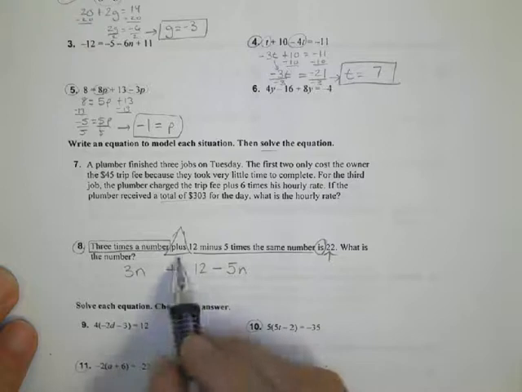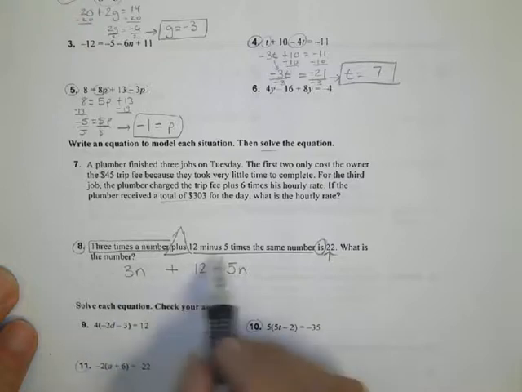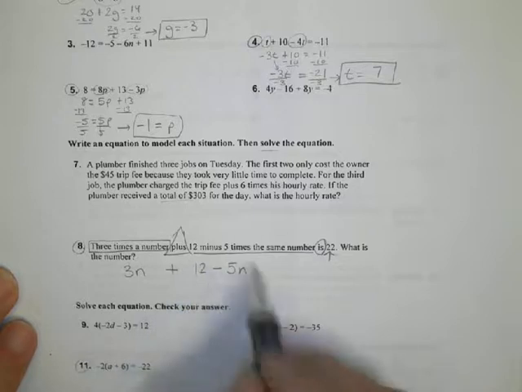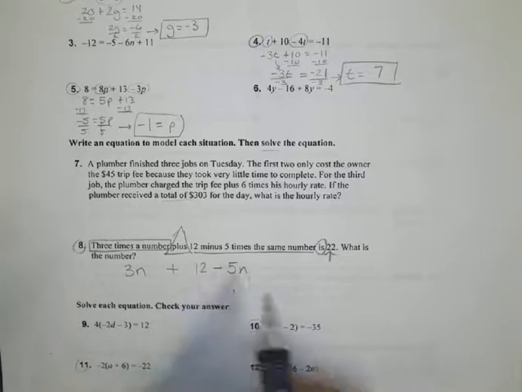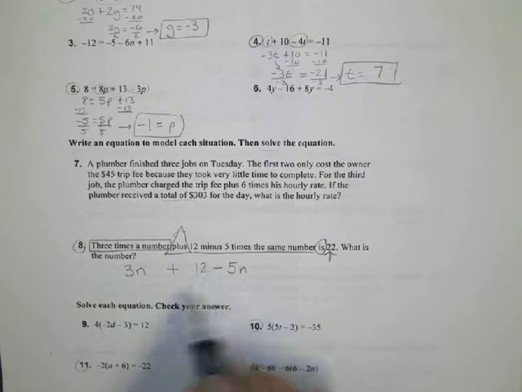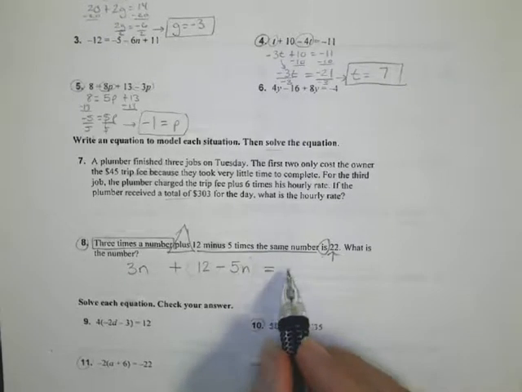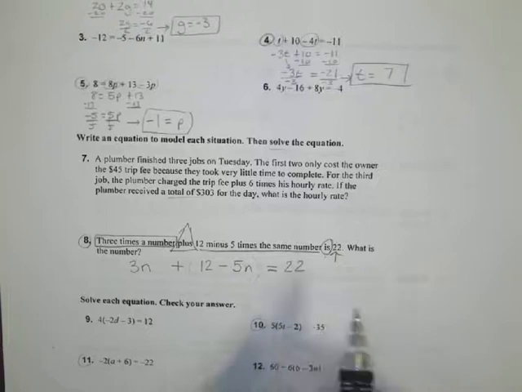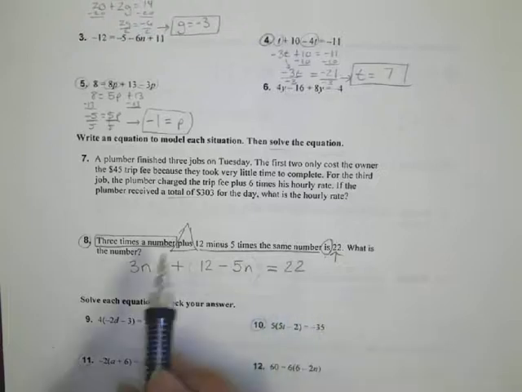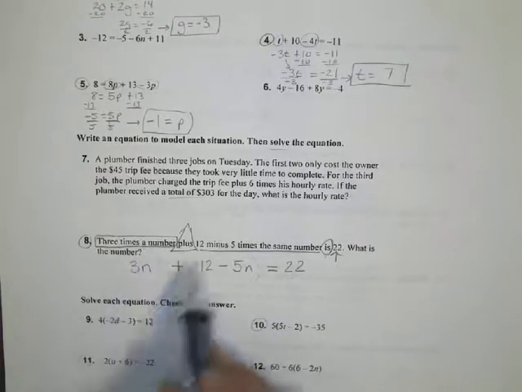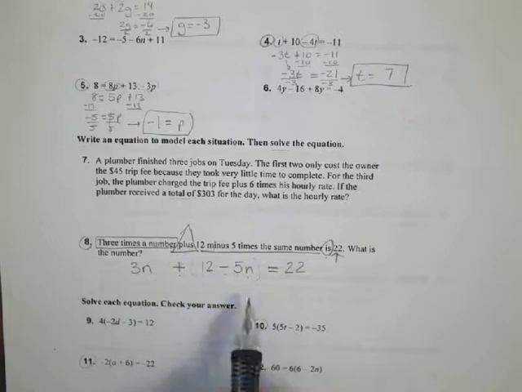Now I'm going to add this part to that part. So that's what that looks like there. I don't have anything that says do it first, so I don't have to put it in parentheses or anything. I can leave it just like that. If I chose to, I could do that, but it won't change anything. Now the word is tells me that it's going to be equal to 22. So that's the setup for that one.